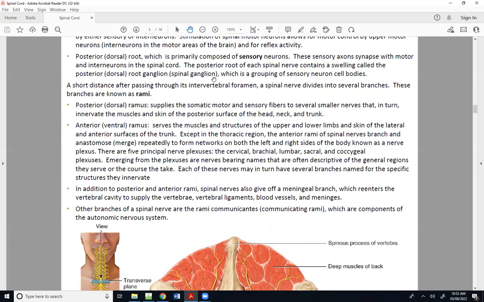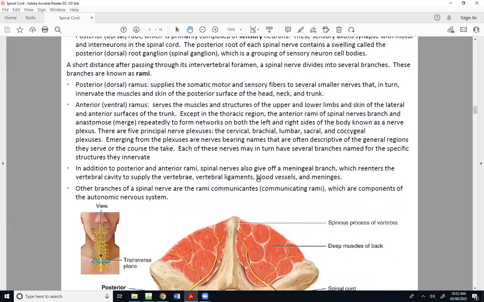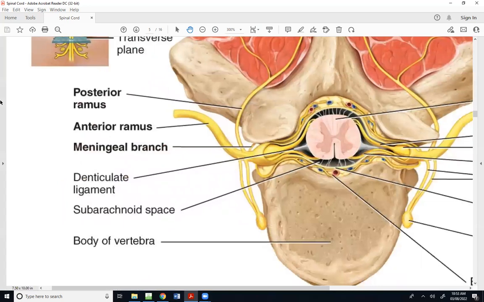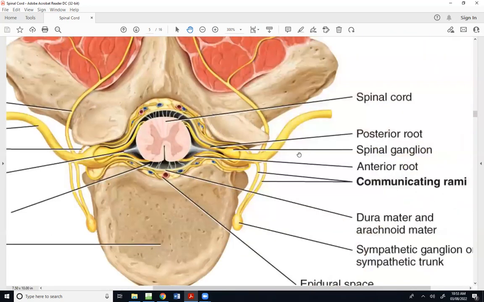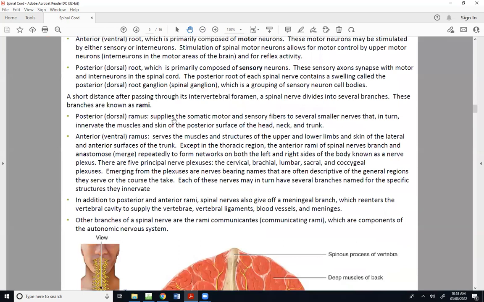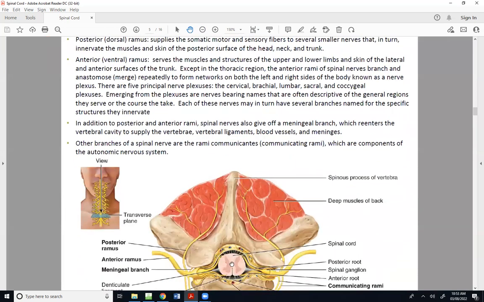The posterior root of each spinal nerve contains a swelling called the posterior or dorsal root ganglion, or spinal ganglion, a grouping of sensory neuron cell bodies. In fact, if I go down here to the bottom, we can see, if I zoom in, here's our spinal cord, here's the posterior root, here's the anterior root. You can see on both sides, labeled there is the spinal ganglion, same thing as the posterior root ganglion, it's just a different name. So just before connecting to the spinal cord, a singular spinal nerve forks into two, one that goes to the back of the spinal cord, one that goes to the front of the spinal cord. Okay.